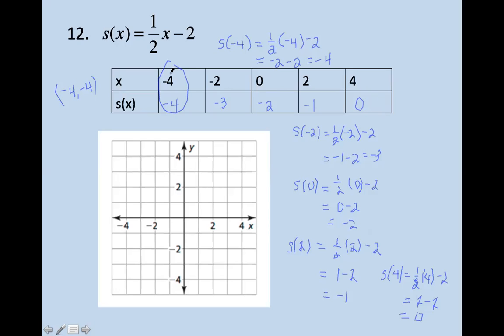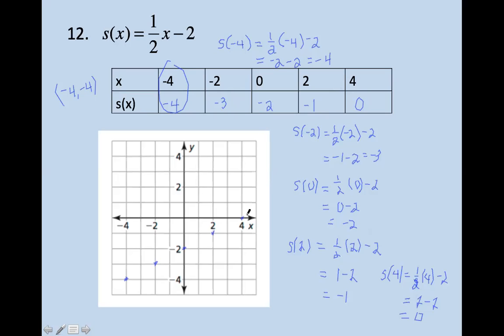So to graph -4, -4, it says I go 4 units to the left. That's the -4. The first number is always the x direction or horizontal. So -4, and then I go down 4, and I make a point. Our next one, we have -2, -3. So this says go 2 to the left, down 3. Our next point is 0, -2. 2, -1 is 2 to the right, down 1. And 4, 0 is 4 to the right, and 0 up or down.